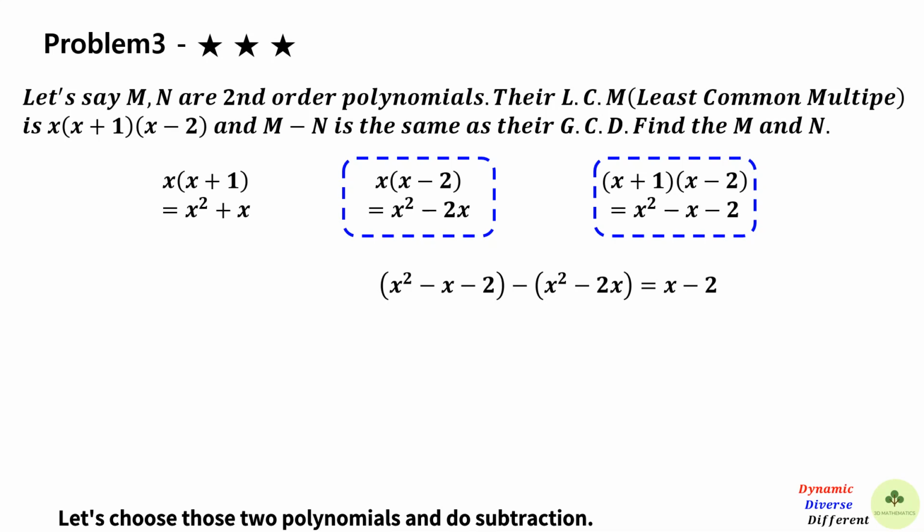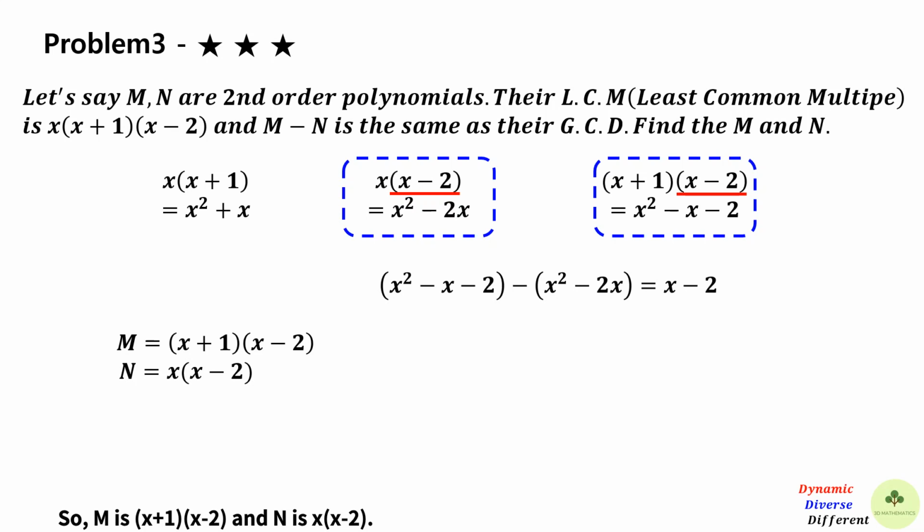Let's choose those two polynomials and do subtraction. Then the result is x minus 2. And x minus 2 is their greatest common divisor, right? So m is x plus 1 times x minus 2, and n is x times x minus 2. This is the solution to the problem. Is it okay? Then let's move to the last problem.